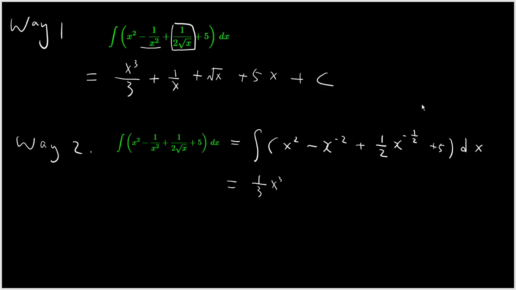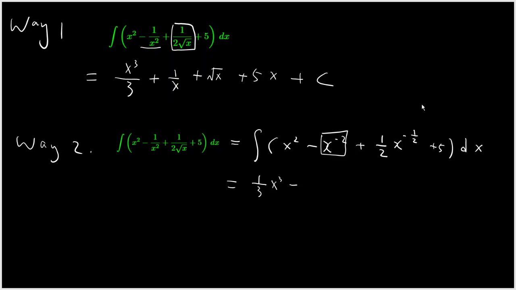And then to get the minus sign, you copy the minus sign, right? And then for the box term, it's a particular case that n value is equal to negative 2. You use the power rule for integration, okay?